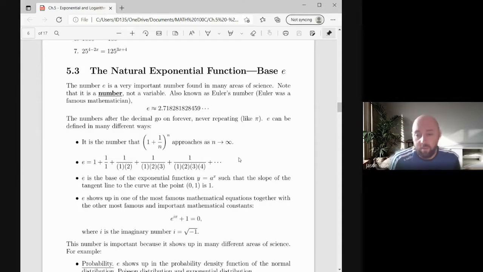Like, for example, like pi. Pi also doesn't repeat. 3.14159. I forget the rest of them. Actually, nobody knows all of them because there is an infinite amount of them. But it's an irrational number, never repeating, going on forever.